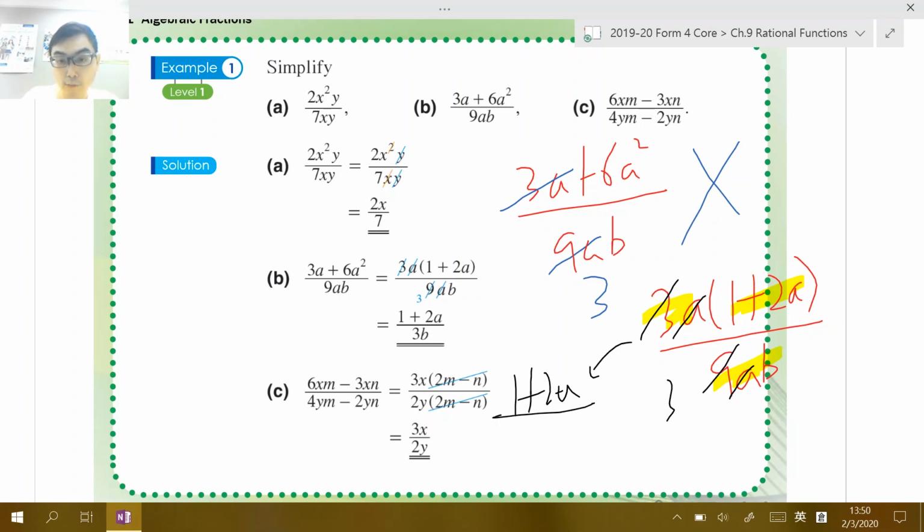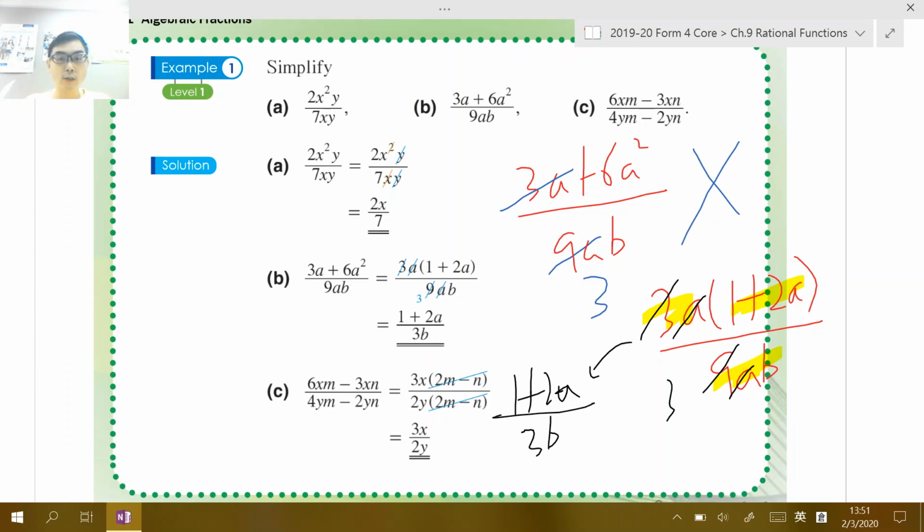So this one you have over 3b. So this is the answer. And do remember also, if you still remember what you learned in Form 2, we said that after you have taken out all the factors and then you cancel, you should have nothing to do, because all the factors should be simplified after factorization and cancellation.